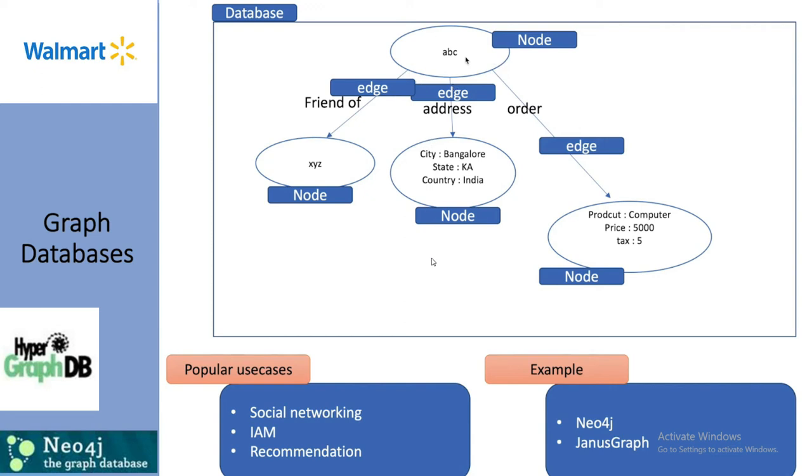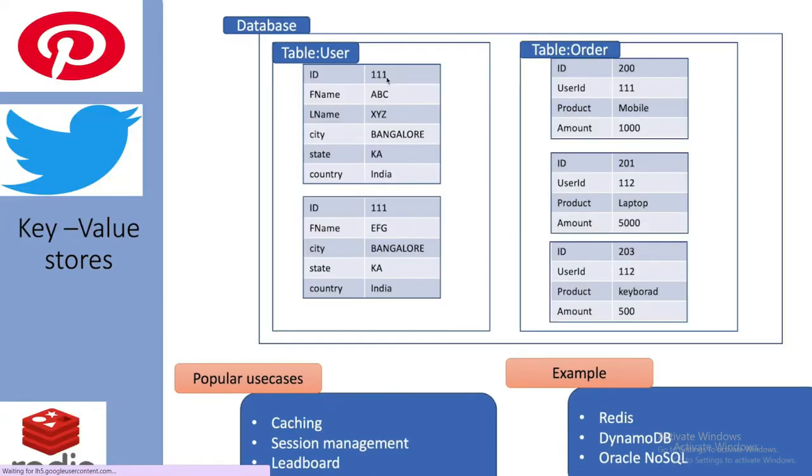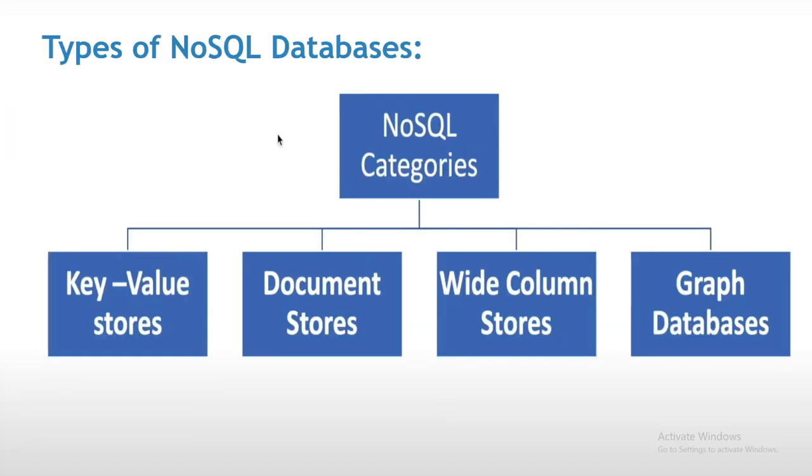So basically, you will go with graph databases when you are trying to work with any kind of social networking platform, or any kind of recommendations where you want to give suggestions. There are databases already implemented, like Neo4j and JanusGraph. There is a company called Walmart, which is very famous in the world, which is using graph databases. So like this, we have four types of databases. Based upon the way they store data, they have classified NoSQL into four kinds of databases.